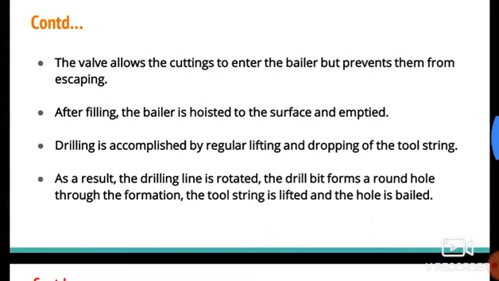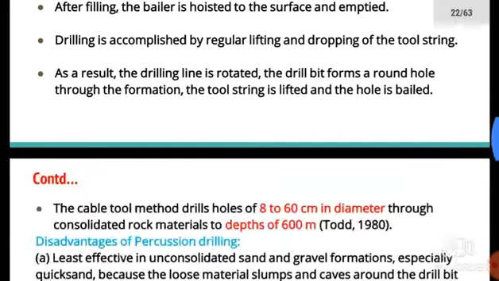After filling, the baler is hoisted to the surface and emptied. Drilling is accomplished by regular lifting and dropping of the tool string. As a result, the drilling line is rotated, the drill bit forms a round hole through the formation, the tool string is lifted, and the hole is baled. So this is the process happening here.